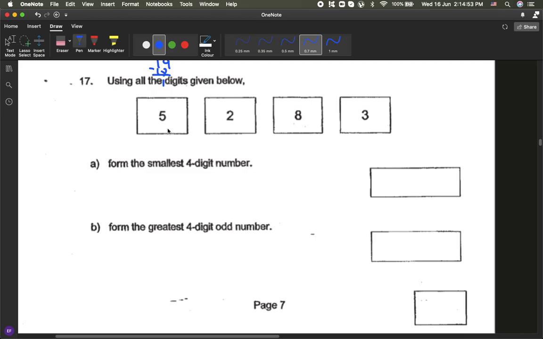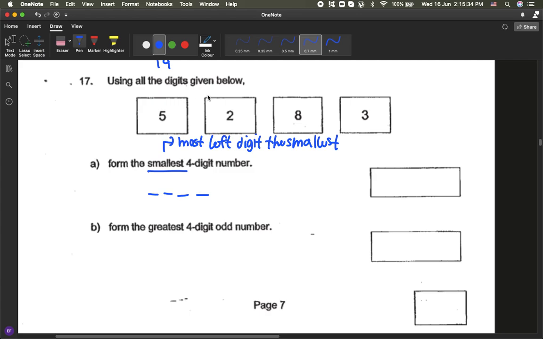Okay. Let me just remove this so we can read this clearer. Using all the digits below, form the smallest 4-digit number. So our number has 4 digits. Now, this means that we need to make the most left digit the smallest, followed by the next smallest number, and so on. This is because we read the number from left to right.